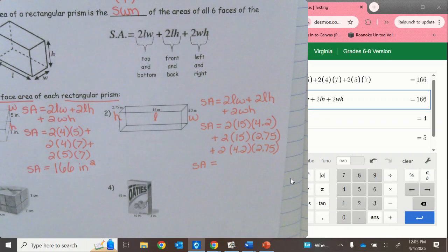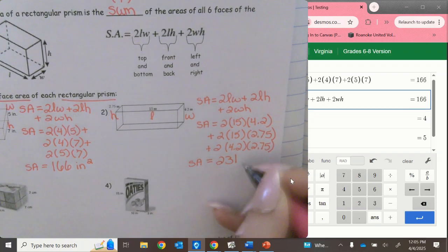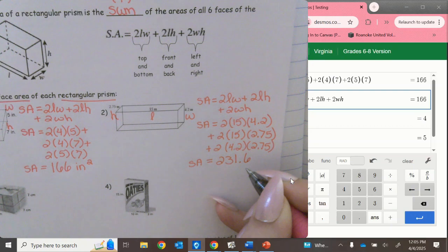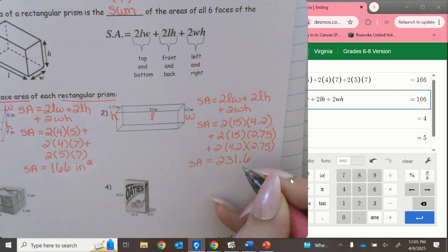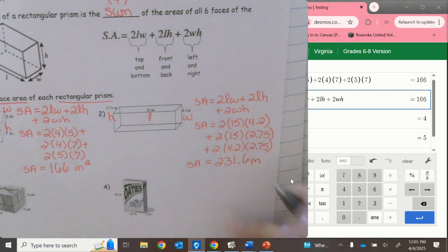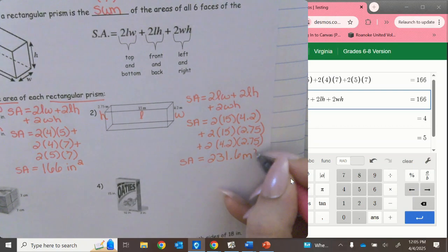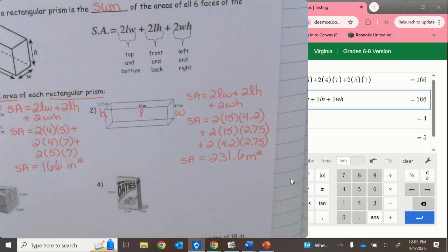Does anybody have the answer for that? Do you have it? Do you have it? What'd you get? 231.6. Not inches, what is it? Meters. And we're not cubing it anymore. We're squaring it because it's area. So meters squared.